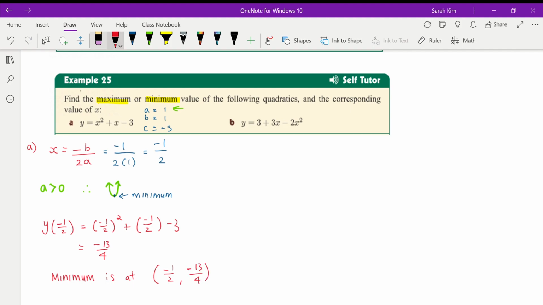And then let's do B. So same process. First I identify my a, b, and c. Now notice that it's not in order, so I need to identify my a, b, and c very carefully. So make sure you do that. Okay, now I begin. So x coordinate is always going to be negative b over 2a. When there's a negative divided by negative, it becomes a positive.